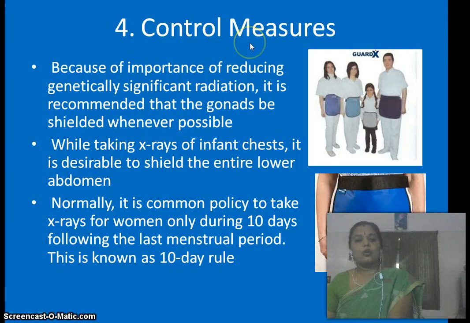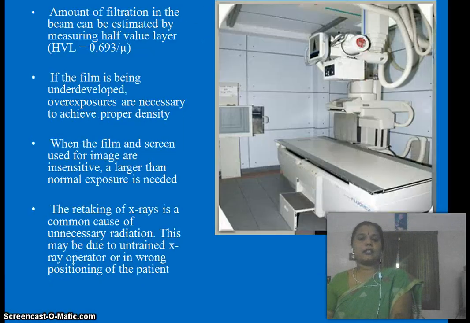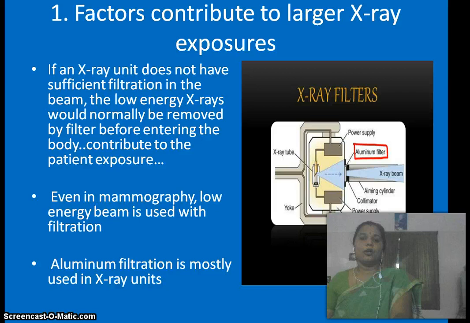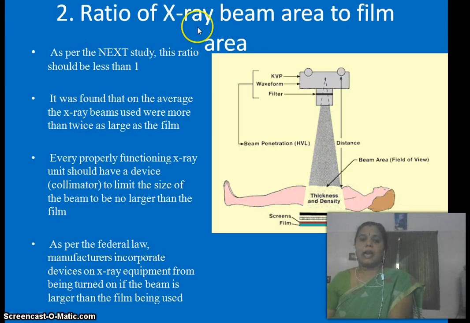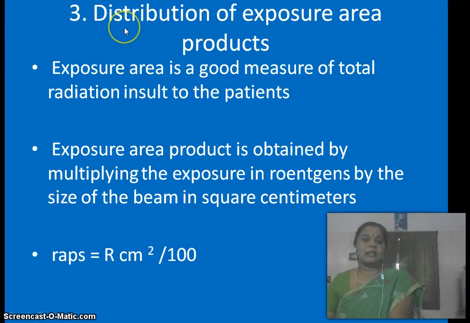And what are all the control measures to avoid this unwanted radiation? There are 4 factors which have to be kept in mind to avoid the larger X-ray exposures. Filter should be used, film should not be underdeveloped, and the film and the screen should be more sensitive. Retaking should be avoided, and always we should be concerned about the ratio of the beam area and the film area, where this ratio should always be less than 1, and this exposure area should be calculated then and there, which is called the RAPS.